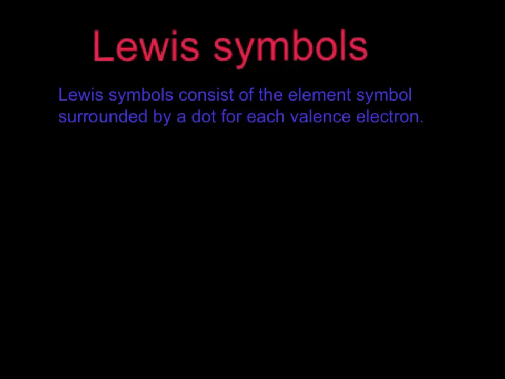So an example could be calcium. Calcium is in the second column of the periodic table. It has 2 valence electrons, so we would draw its Lewis symbol with 2 electrons surrounding calcium. We can also use a Lewis symbol to show how calcium often ionizes to form a noble gas configuration, so it loses those 2 electrons to form a cation, which is calcium 2+.